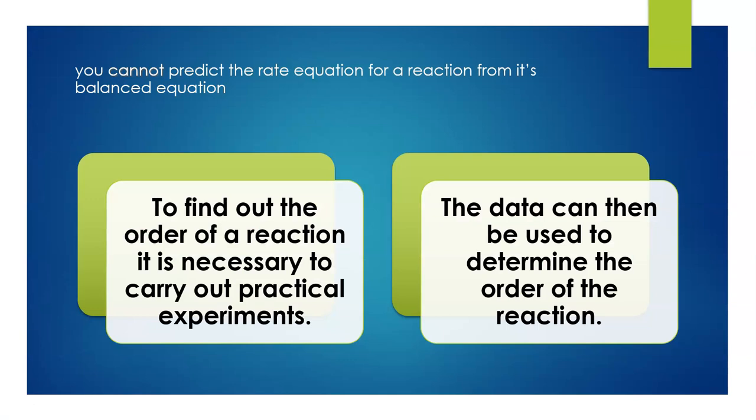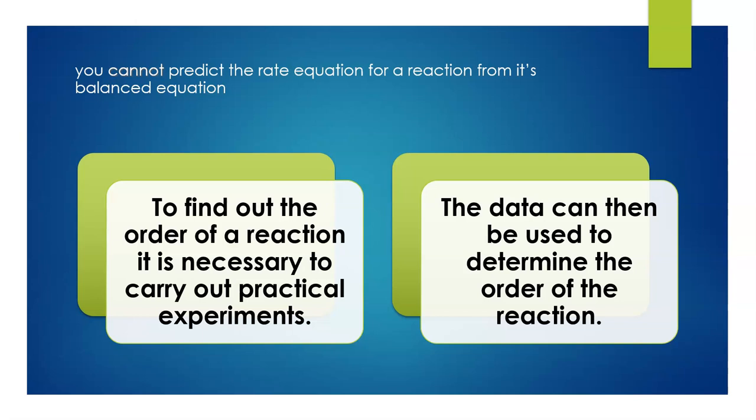So it is important to note that you can't predict the rate equation for a reaction from its balanced equation. The equation itself gives us no information about the rate. In order to find out the order of the reaction, we must carry out practical experiments where we change the concentration of one reactant, keeping all others constant, and see what happens to the rate of reaction.